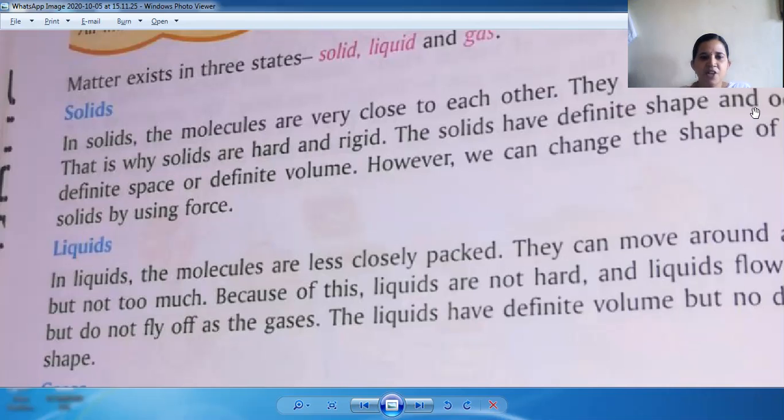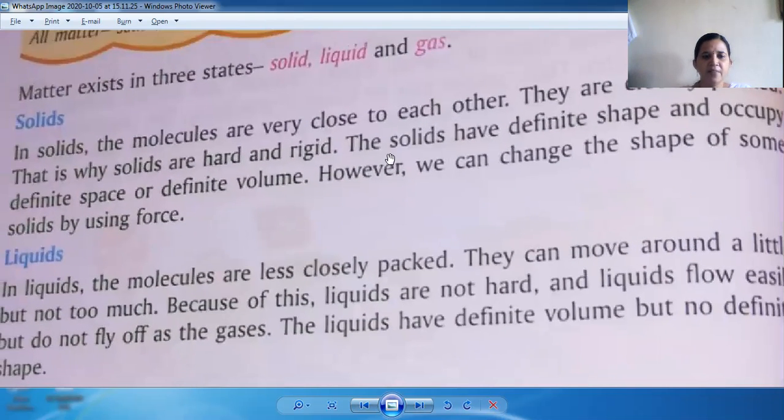Solids have a definite shape and occupy definite space, or definite volume. However, we can change the shape of some solids by using force. What are solids? The intermolecular space between the molecules of solids is very less. See children, the molecules are very close to each other. So solids have a definite shape and occupy definite space.